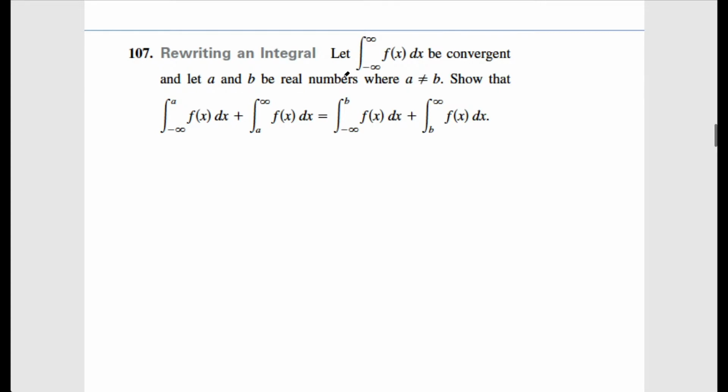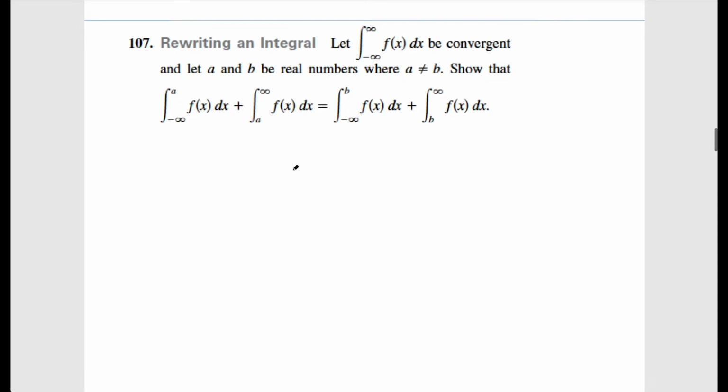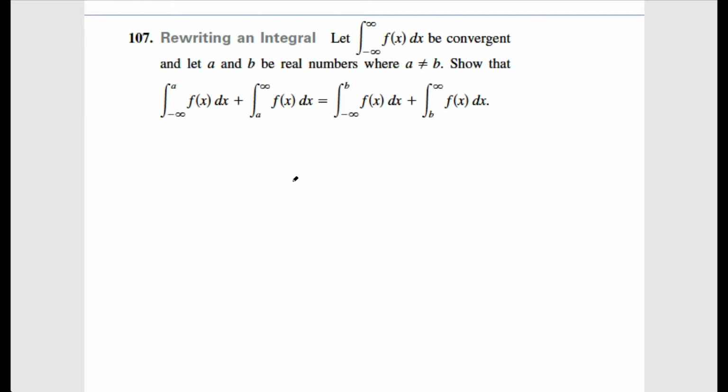So let the integral from minus infinity to plus infinity of f of x dx be convergent. And let a and b be two real numbers that are distinct, so they're not the same. We need to show that the integral from minus infinity to a of f of x dx plus the integral from a to plus infinity of f of x dx is equal to the integral from minus infinity to b of f of x dx plus the integral from b to infinity of f of x dx. So that number can be anything. That's the point here, right? It can be a, it can be b, it can be any number that we wish. All right, so let's deal with that.